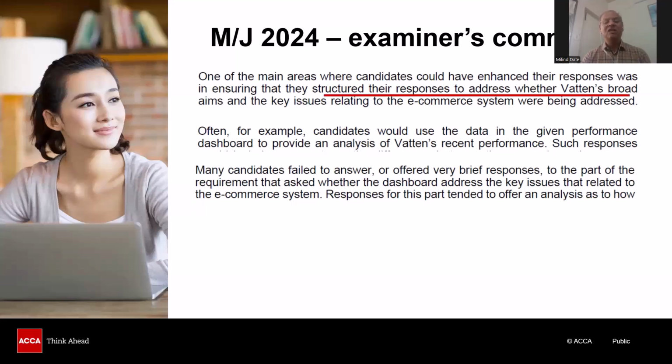So if you see, the main weakness areas that the examiner has pointed out are the ones which are given in these three paragraphs. And naturally, students who reflected that or belonged to these weaknesses didn't score a pass in this requirement. So dashboard analysis is definitely very focused in this kind of a requirement. You should pick up points from the dashboard and link it to the business aims.